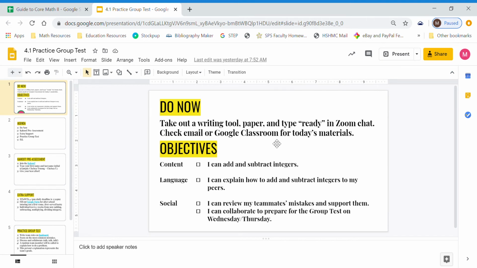Please make sure you take out a writing tool and sheet paper and type right in the Zoom chat. Check your email or Google Classroom for today's materials. You can also find it on the spreadsheet.